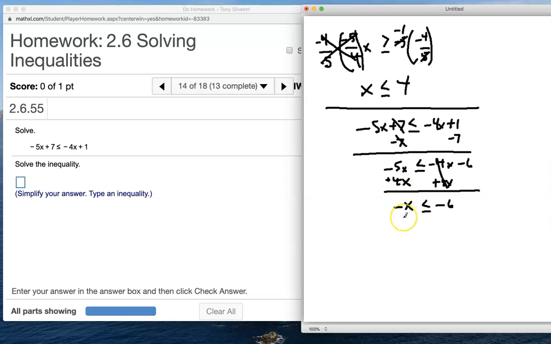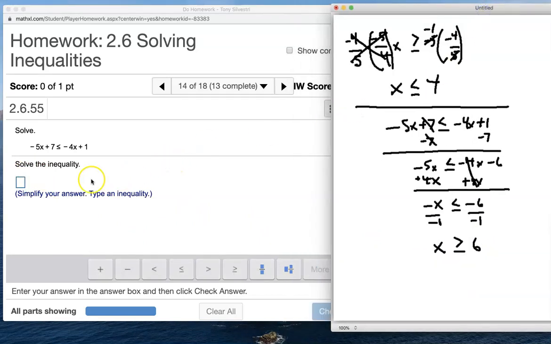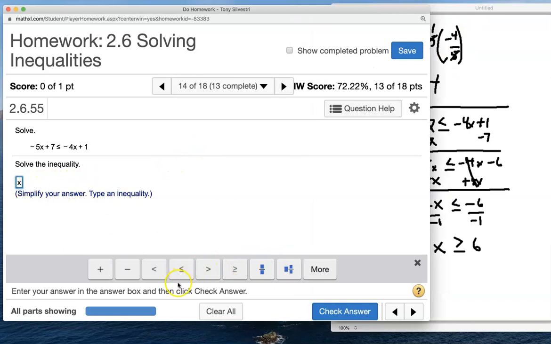Okay. And now I don't want -1x. I want x. So I'm going to divide both sides by -1. And look at this. Look at what we're doing here. We hit the magic condition. We have found ourselves multiplying or dividing by a negative number. I switched the direction of the arrow. You still have to perform the operations, though. The double negatives cancel, leaves you with x here, and this is 6. There you go. So I'm going to type in x is greater than or equal to 6.